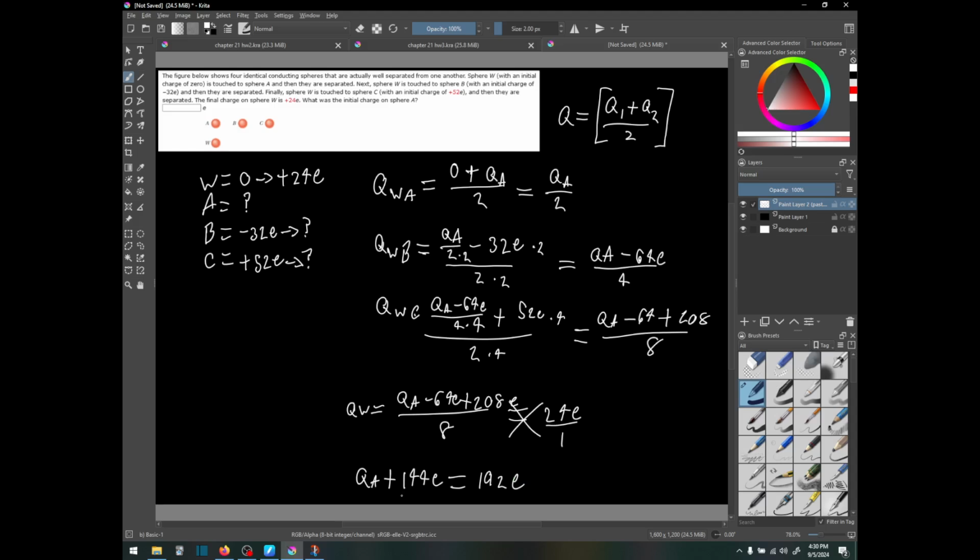Now, if we subtract 144 from each side, QA equals 48E. And that is the answer for this problem.